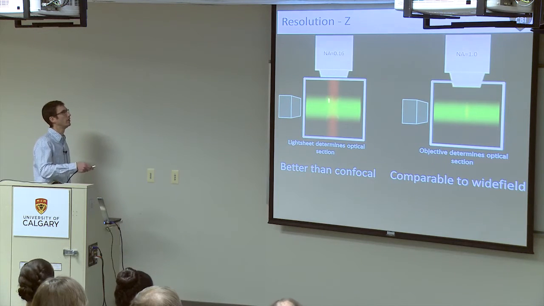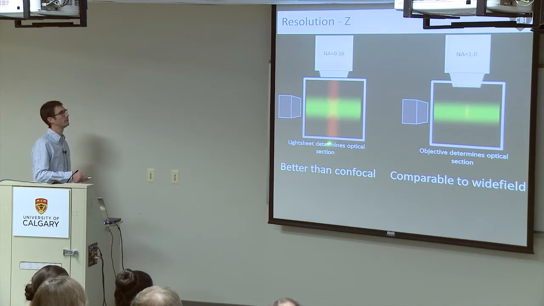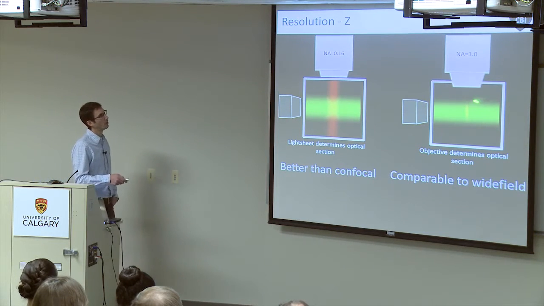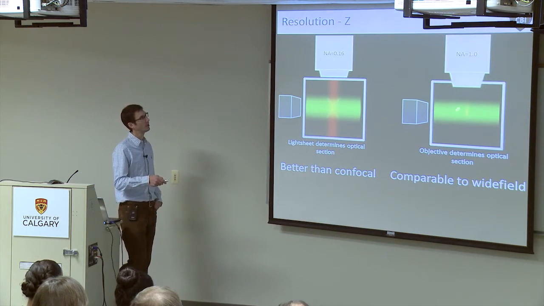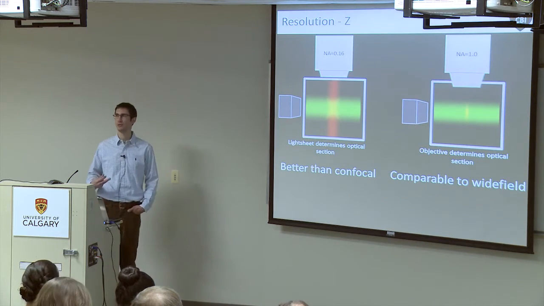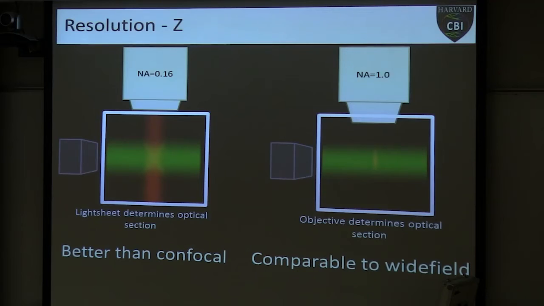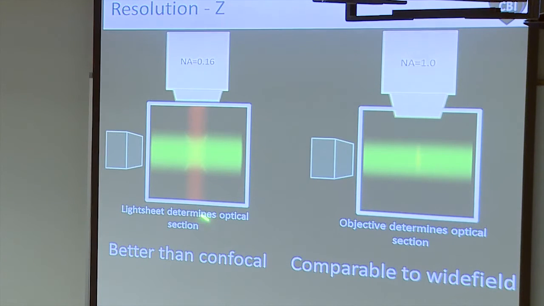But you can see this one transcends a much wider dimension than the actual light sheet itself, whereas the point spread function for the high numerical objective is actually confined within that light sheet. So what this means is that when you're using a low numerical aperture imaging objective to collect your fluorescence, your light sheet is actually determining the thickness of that optical section, or your Z resolution. Whereas with a high numerical aperture objective, it's actually the objective itself that is determining the optical section. All right?